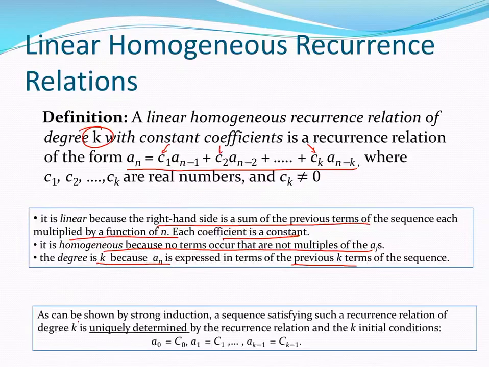And if you have a recurrence relation of degree k, then the sequence is uniquely determined by k initial conditions. So if we start at a0, we need to go up through a k minus 1 and establish those values to have a unique solution to the recurrence relation.